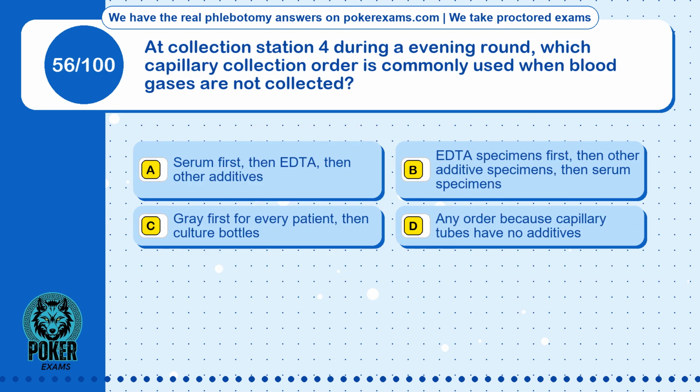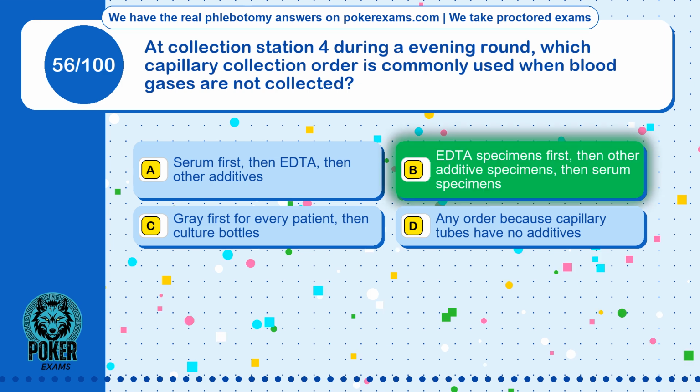Question 56. At collection station 4 during an evening round, which capillary collection order is commonly used when blood gases are not collected? Option A, serum first, then EDTA, then other additives. Option B, EDTA specimens first, then other additive specimens, then serum specimens. Option C, gray first for every patient, then culture bottles. Option D. Any order because capillary tubes have no additives.